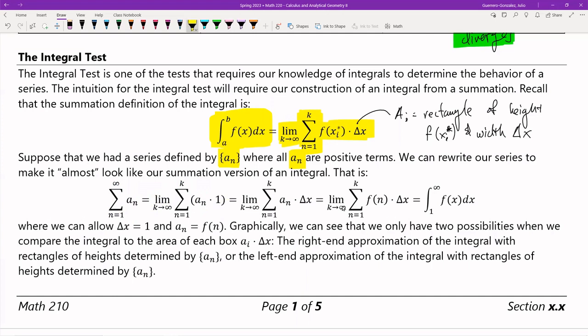The next step, between this step and this step, is this. The limit's already out front, but I'm going to make my 1 equal to my delta x. Between the next two steps, the limit's already outside. I'm saying my delta x is equal to 1 from my previous step. There's this bit right here: I'm making my a sub n equal to some f of n.